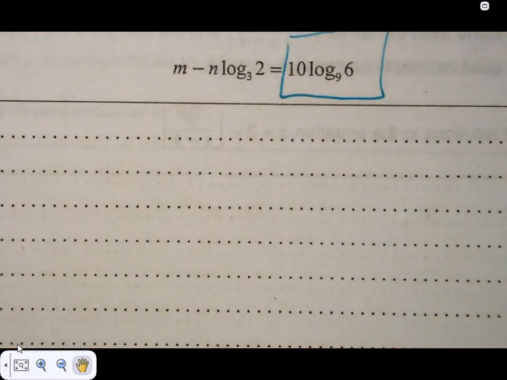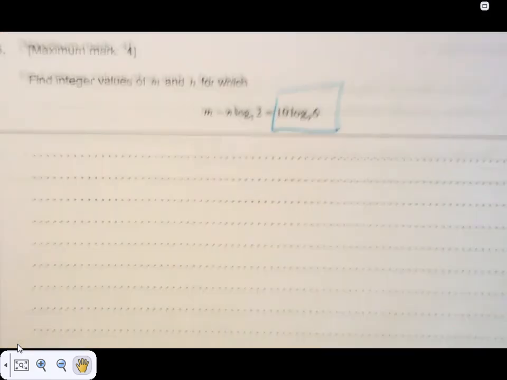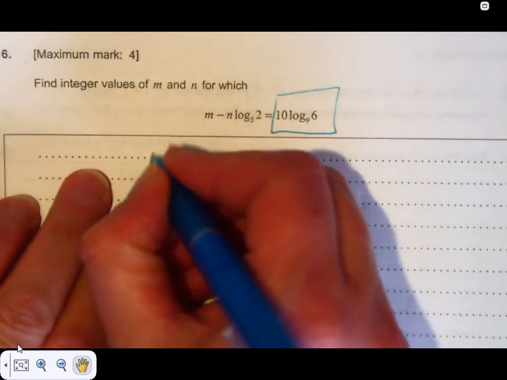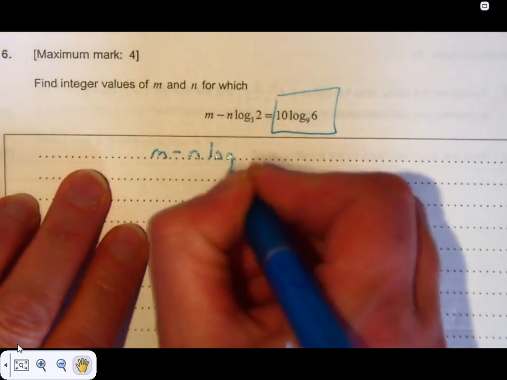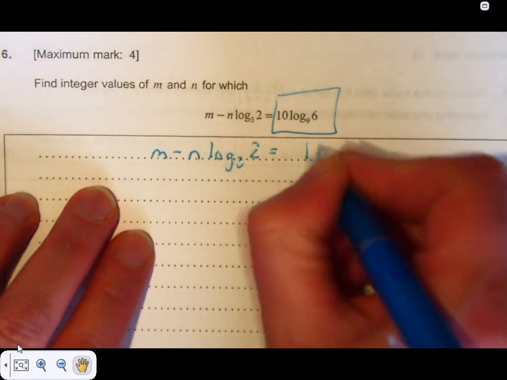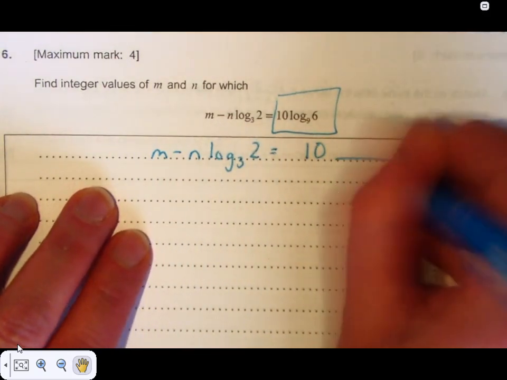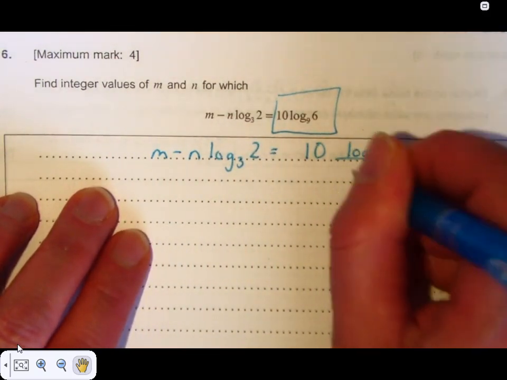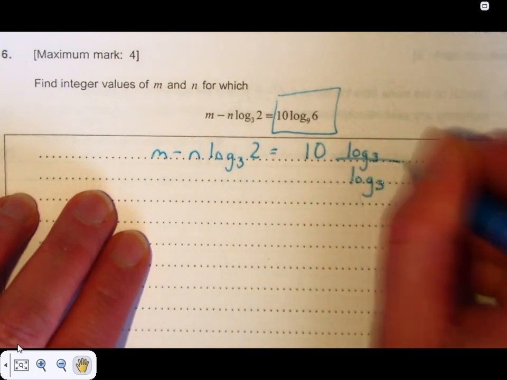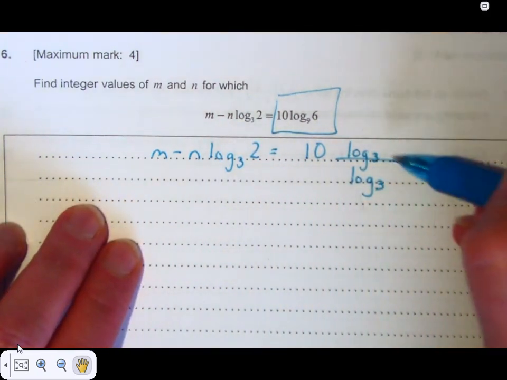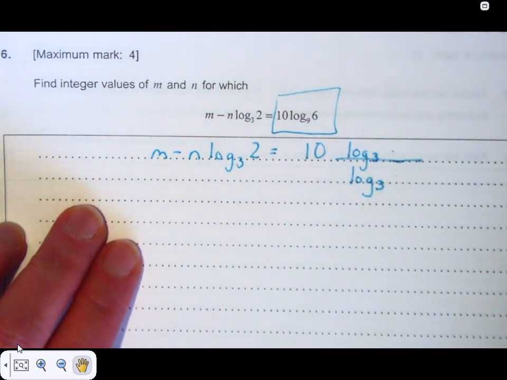Any base you want. Okay, so when I change this guy, I'm going to leave this side the same, and I'm going to leave the 10, but I'm going to change this to log base 3, so it'll be log base 3, log base 3. And then which number goes here, which number goes here?